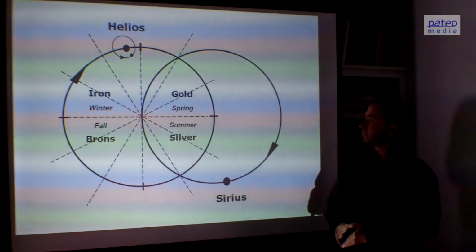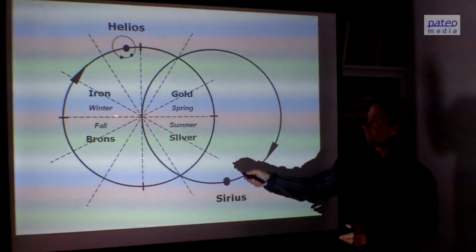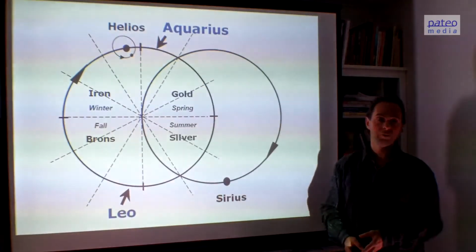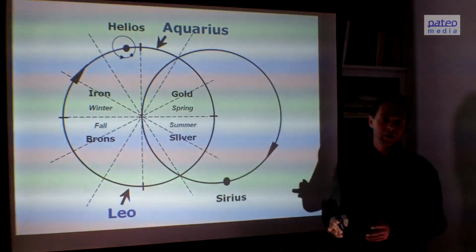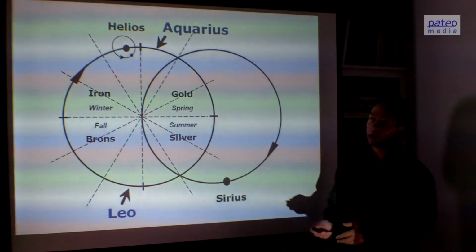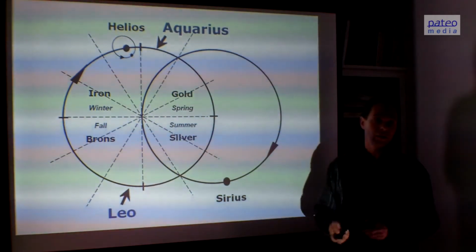Let's draw more lines. We also draw these two. Now we get 12 different parts, and these are of course the eons or the ages. So we're now about to enter the period of Aquarius, the age of Aquarius, and at the other side we find the eon of Leo.